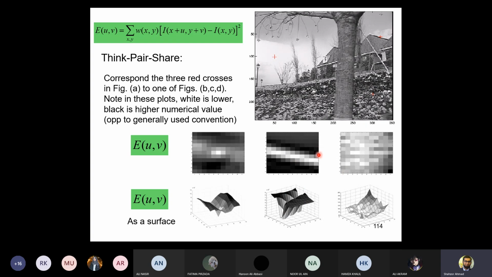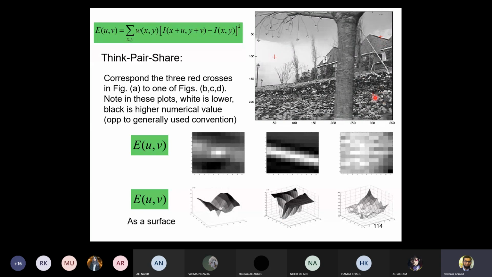When viewed as an image, it is an edge, and when viewed as a surface, this function is also depicting an edge, where it does not have a unique minimum, but it has a series of minima along a single direction, basically depicting that this is an edge.